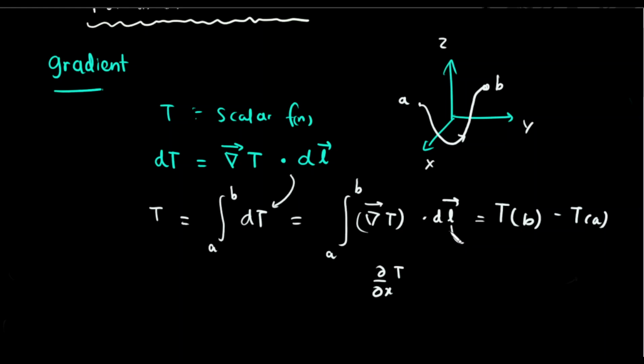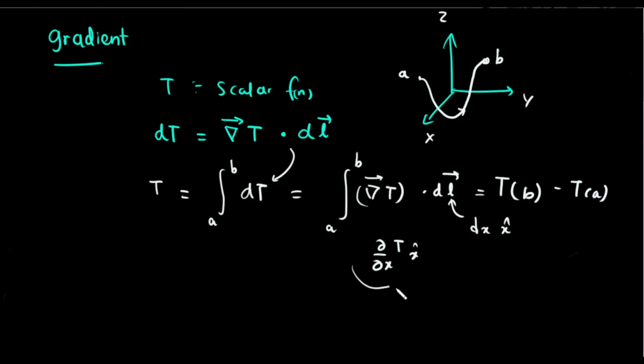This infinitesimal displacement vector means you will have dx x hat, dy y hat, and likewise dz z hat. So with this you are going to get ∂T/∂x dx plus ∂T/∂y dy, and likewise. When you integrate this, you will get this kind of expression for T.